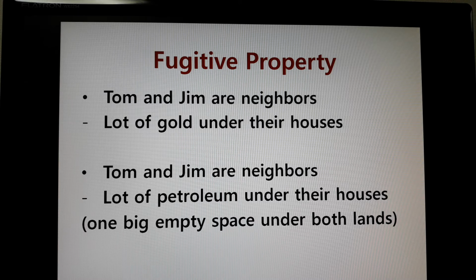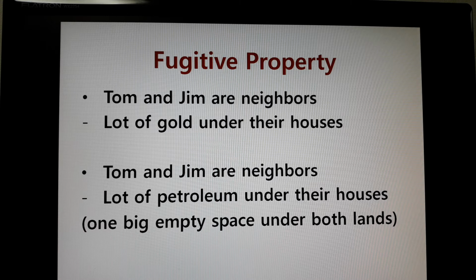But if it is petroleum, it's a little bit different story. Why does Jim have much less petroleum under his house than Tom? Gold is a hard substance. On the other hand, petroleum is liquid. So if the liquid exists under Tom and Jim's houses, and if Tom pumped very hard, night and day, it's not only the petroleum under Tom's house that would be pumped, but also the petroleum under Jim's house would flow into Tom's and be pumped out too.